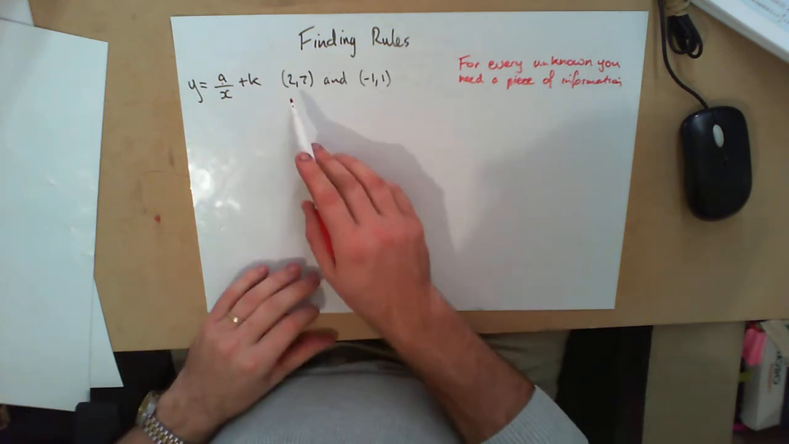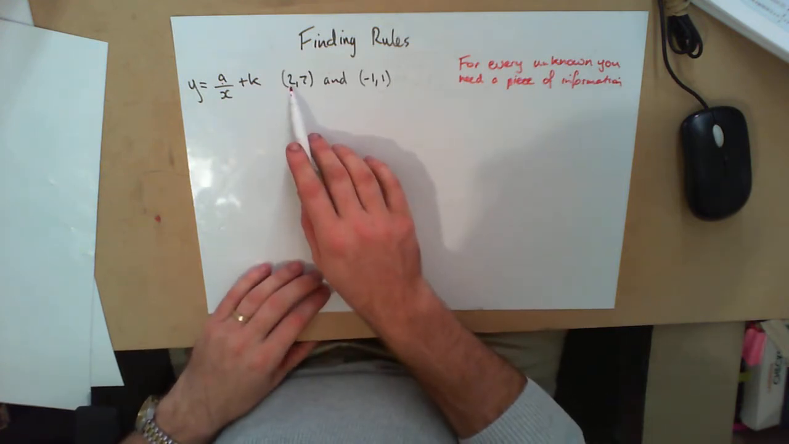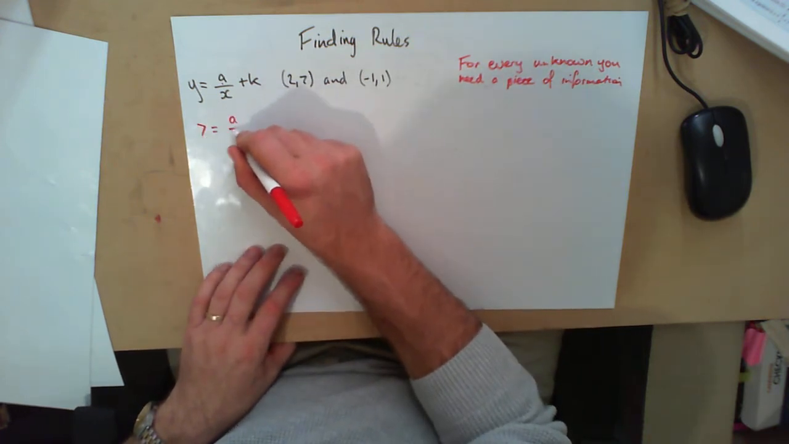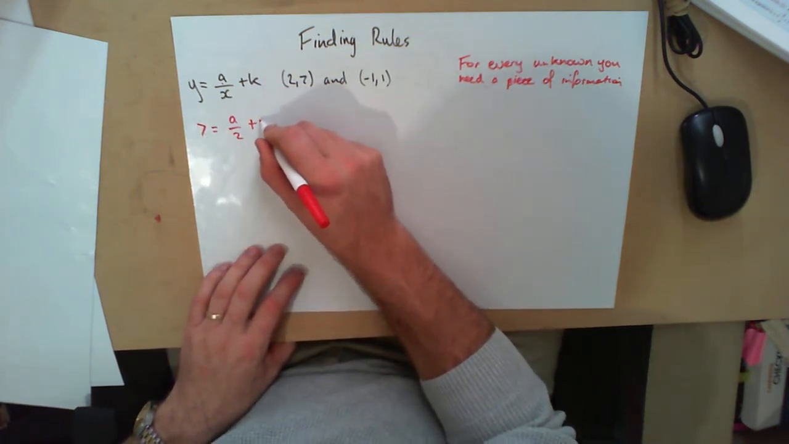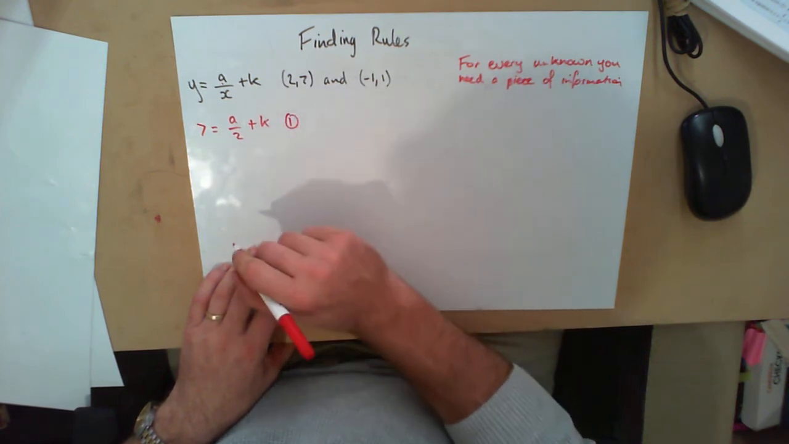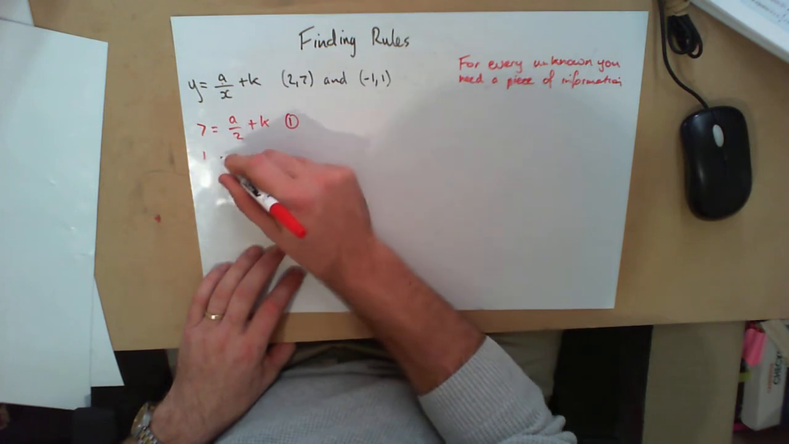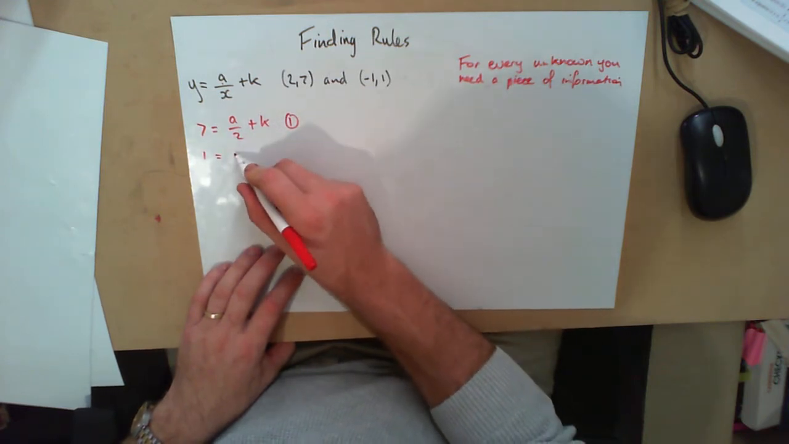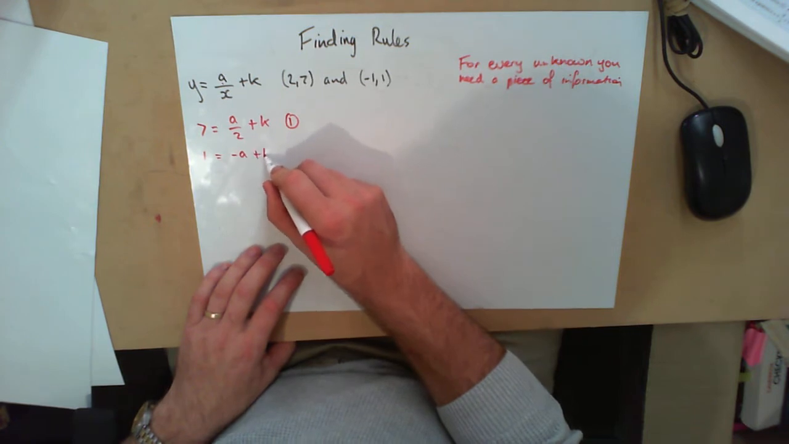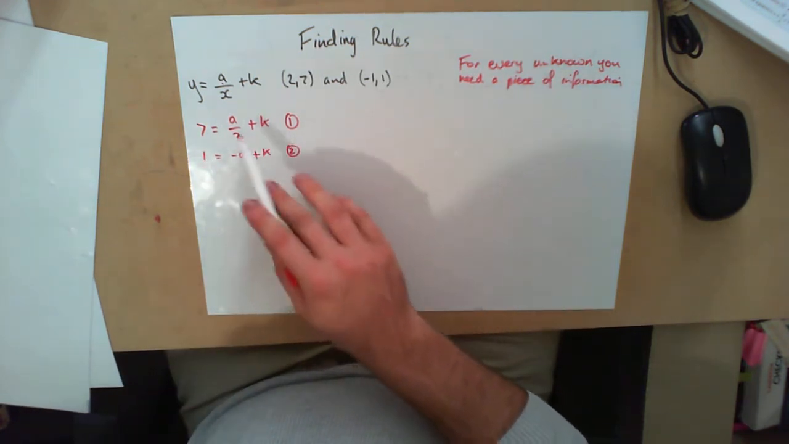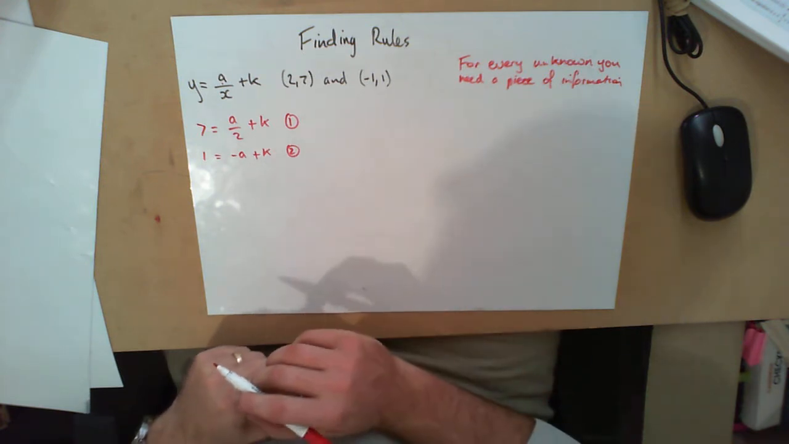So the first thing I'm going to do is sub in the point (2, 7). So I'm going to say 7 equals a on 2 plus k. Call that equation 1. I'm going to sub in (-1, 1) and say I've got 1 equals a on -1, that's just going to give me -a, plus k, and that's equation 2. So you can see now we've got 2 equations, 2 unknowns, we need to solve them simultaneously.